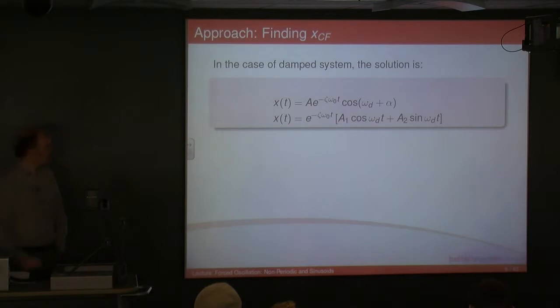In the case of a damped system, you've got this as your free response. The only difference is this is now alpha, not phi, and you've got this decaying exponential in there as well, e to the power of minus zeta omega naught t, and your frequency is now omega d. There should be a t there. Apologies.